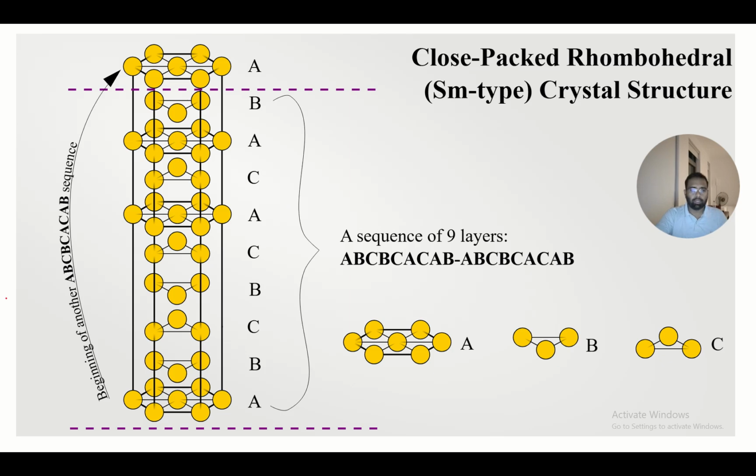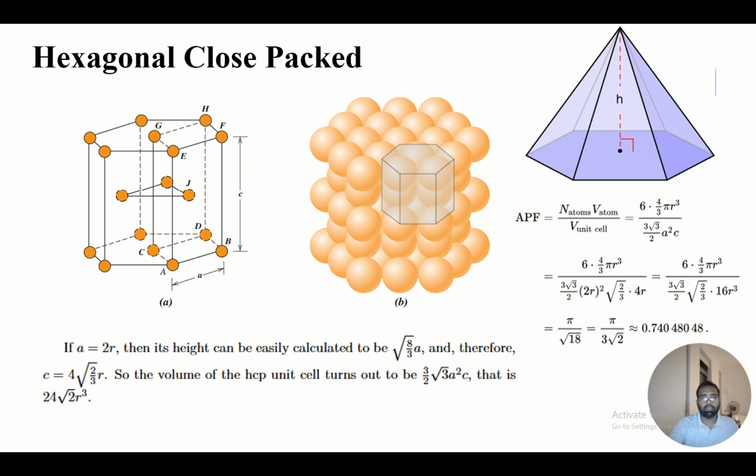So we have this A, and then B, and then C, and then you will repeat it up to layers, and this is the base, and then the body centered one, and then the C also. So we have 3 units in this case. So here you can see this is kind of HCP. So let's move on. So this is the HCP, hexagonal close packed.